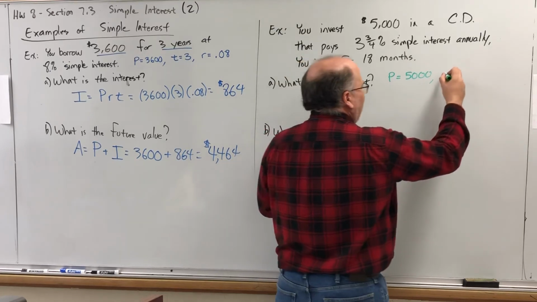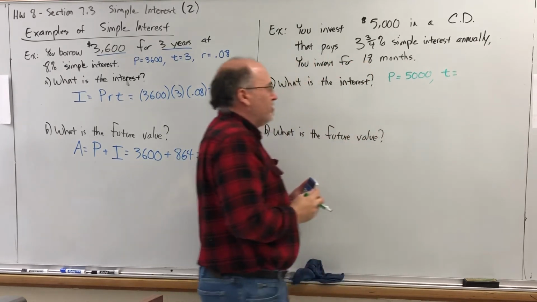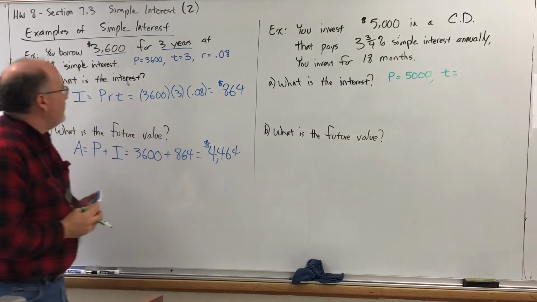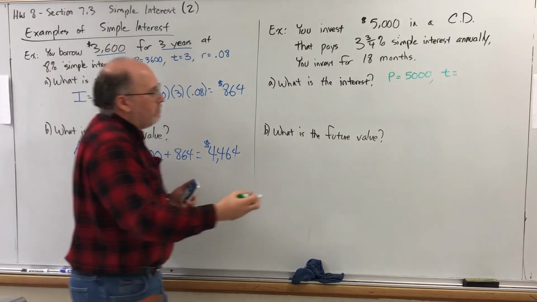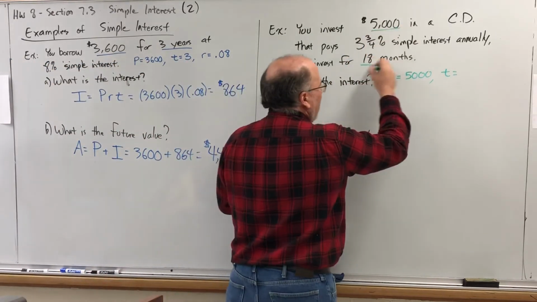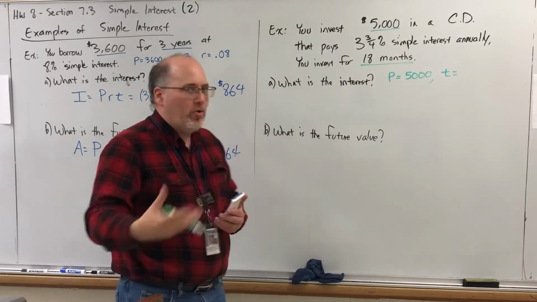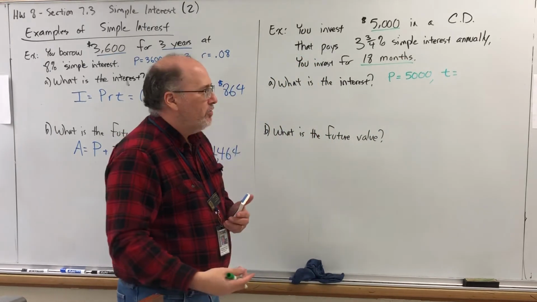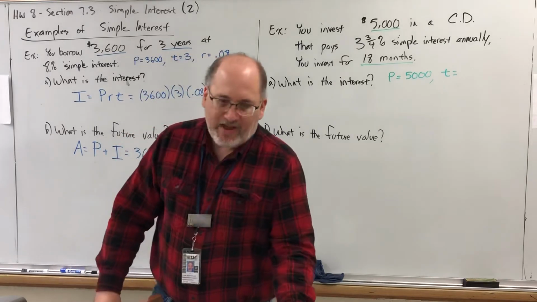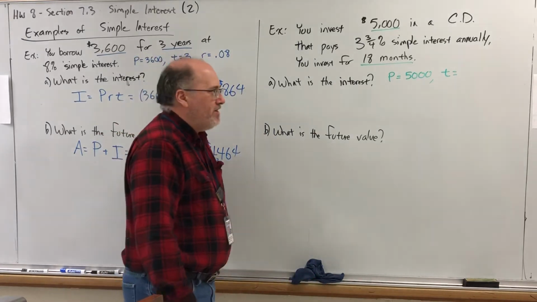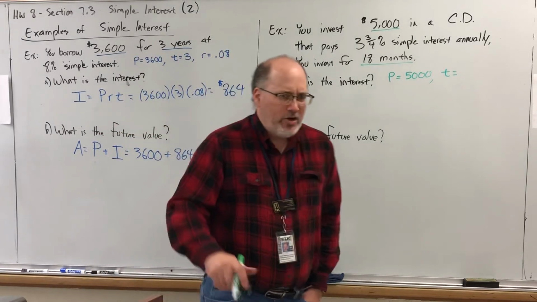Well, what about the time? What's different about this time besides the previous one? Well, the time in this one is 18 months, but our formula requires that the time be in years. So the question is, if we have months, how do you turn that into years? I think you already know this.